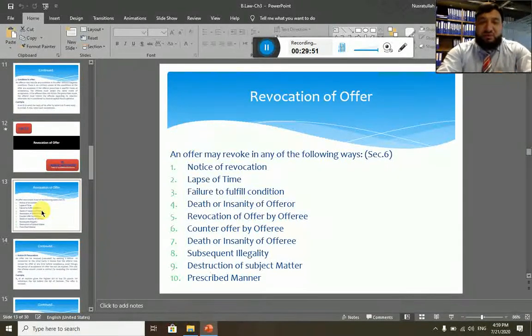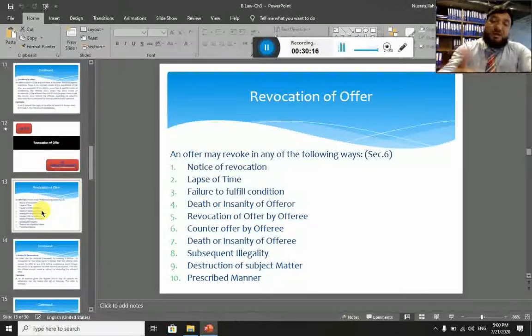Number 3, failure to fulfill conditions. As I earlier mentioned, if there are conditions with the offer and you fail to fulfill one or maybe more than one condition, the offer is automatically cancelled for you. Number 4, death or insanity of offerer. Death means to die, and insanity means to become insane, right? The person who has made an offer, if he dies, that offer cannot be accepted. If the person who has made the offer becomes insane, again, the offer is invalid, the offer is revoked, so that revoked offer cannot be accepted.